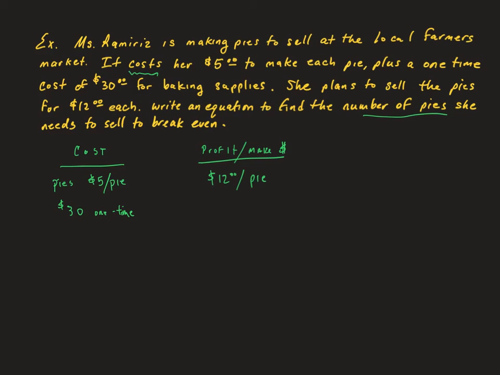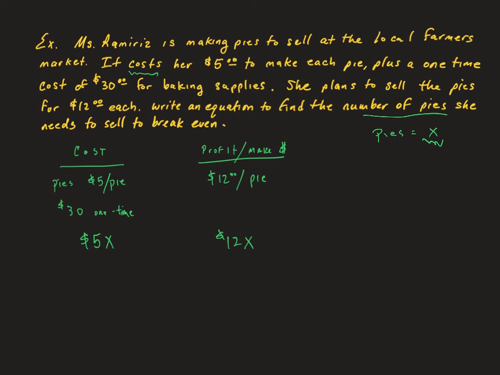Okay, so if we want to turn this into an equation, we don't know how many pies we're going to sell, so that's going to be my variable. So we're going to say pies are going to be x. So I do some substitution here. I know that my cost is going to be 5 times each pie. My profit is going to be 12 times each pie I'm going to sell. Remember, I don't know how many I'm going to sell, so that's why we're just saying pies are x.